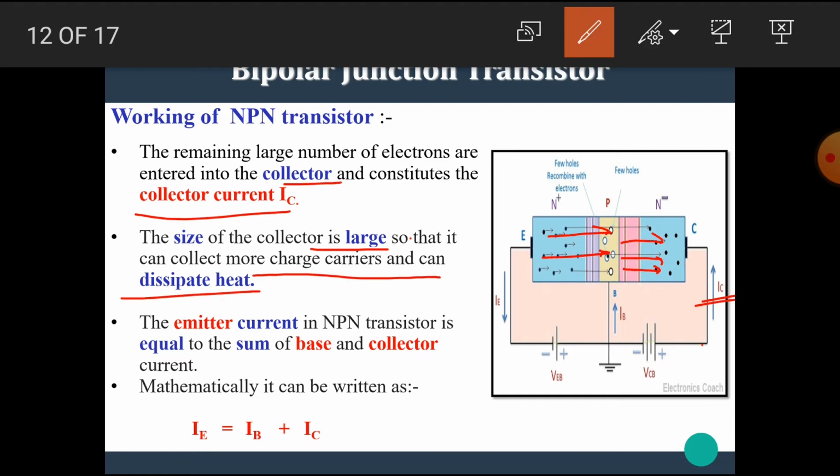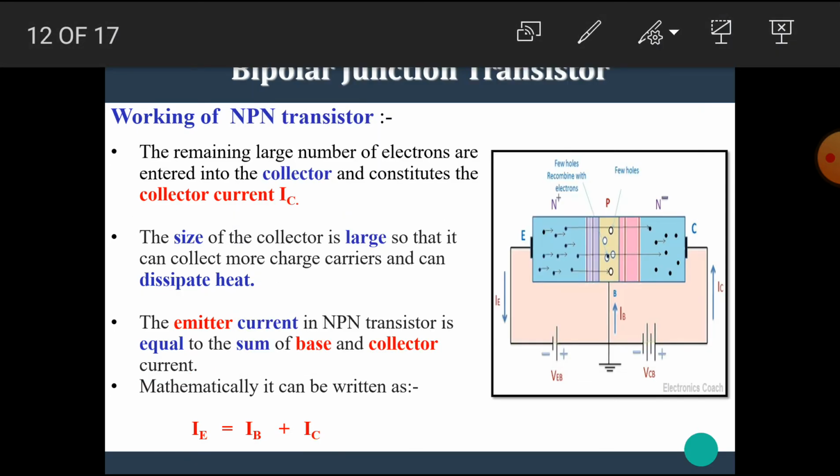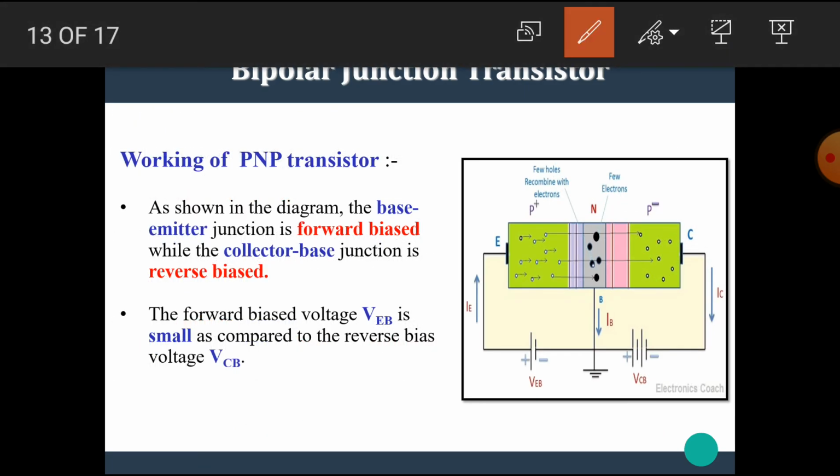The emitter current in an NPN transistor is equal to the sum of base and collector current. Mathematically, it can be written as IE = IB + IC. That means the emitter current is divided into two parts, base current and collector current. See the working of the PNP transistor.